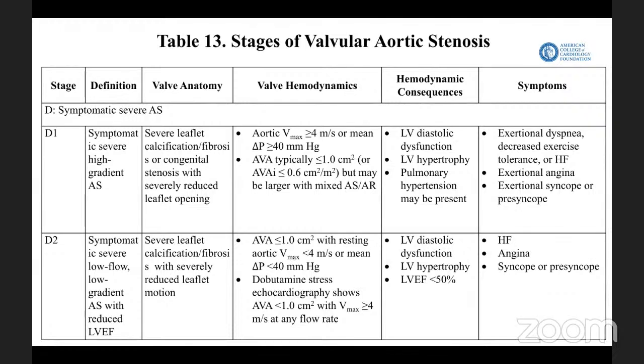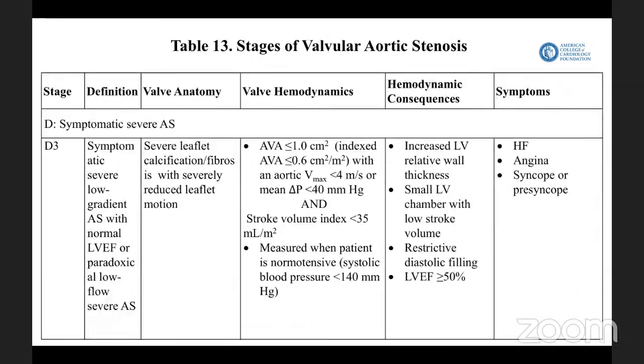And upon using the dobutamine stress echo, it shows relatively the same aortic valve area, but the peak velocity will be equal to or more than 4 meters per second at any flow rate. And they tend to have LV diastolic dysfunction, hypertrophy, and reduced ejection fraction, and the same symptoms as the previous group.